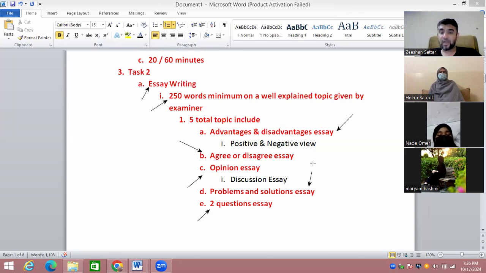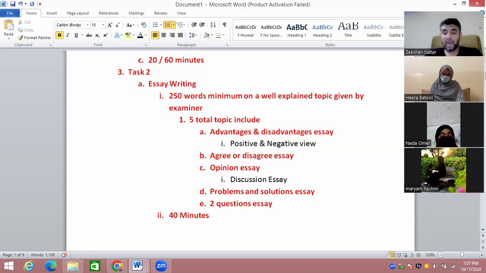The other essays can appear in the exam: negative and positive views is a part of the advantage and disadvantage essay, and the discussion essay is a part of the opinion essay. So there is nothing new. It is a brief introduction. Now, essay writing involves 40 minutes. We have 40 minutes in the exam to write an essay on any one of these 5 topics, and this essay contributes 66% of the total marks of the writing exam.